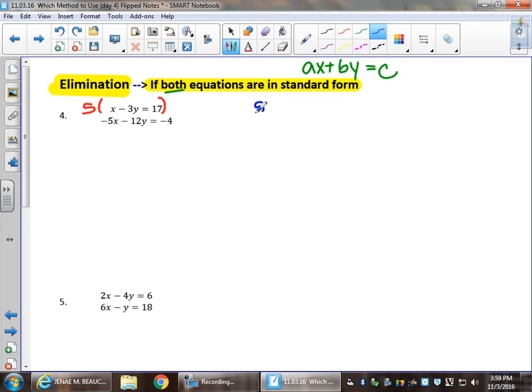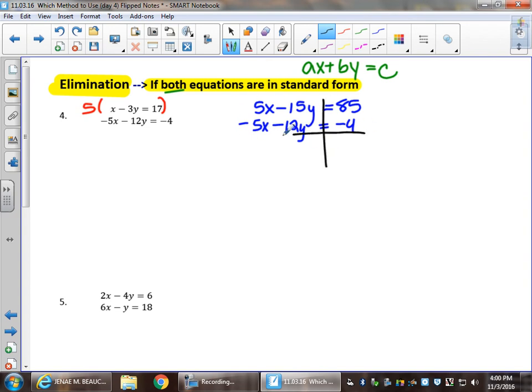5 times x is 5x. 5 times a negative 3y is negative 15y. And 5 times 17 is 85. We're going to leave the second equation alone. So that's negative 5x minus 12y equals negative 4. Let's check. Do I now have those inverses I was looking for? Yes. These are exact opposites.